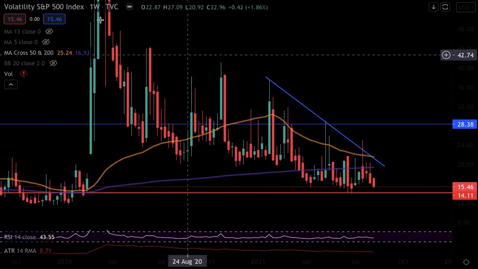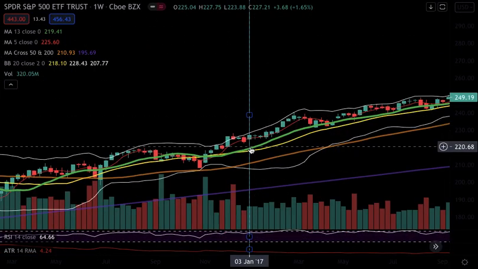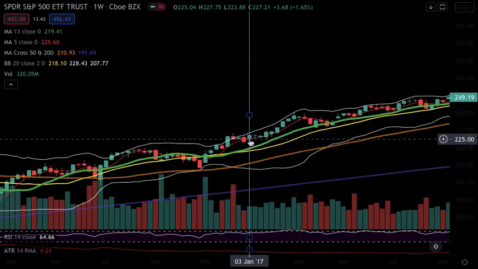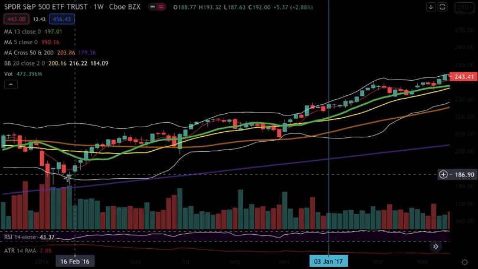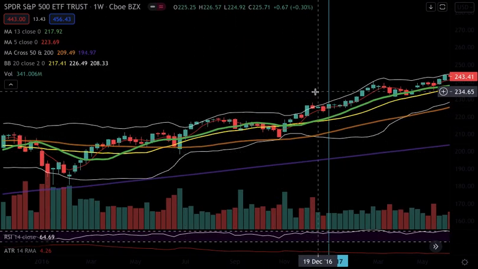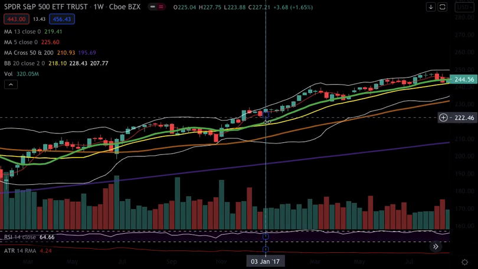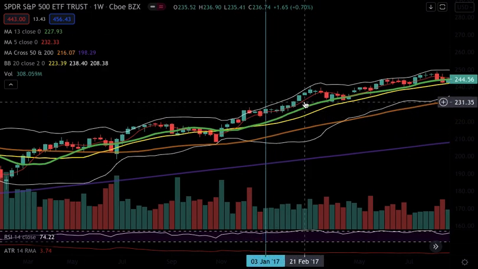Now we move to the SPY. Here it is, January 3rd, 2017. This is when VIX had a death cross, bearish for the VIX, but bullish for the SPY. And as you can see, at the time, SPY was already moving in a strong bull market. VIX had the death cross on this day, and SPY just continued to go up.